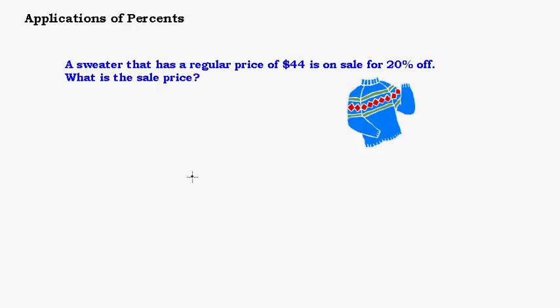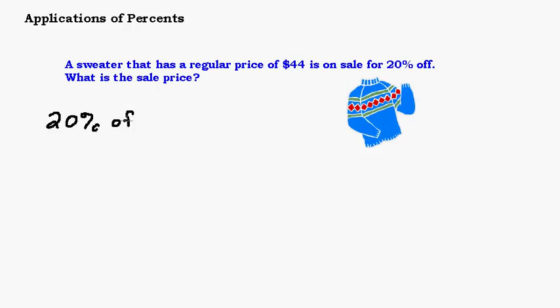We have a sweater that has a regular price of $44 and it's on sale for 20% off. What is the sale price of the sweater? So the first thing that we'd probably want to figure out is how much we're going to save. And we know it's 20% off. What is it 20% off of? It is 20% off of the regular price.